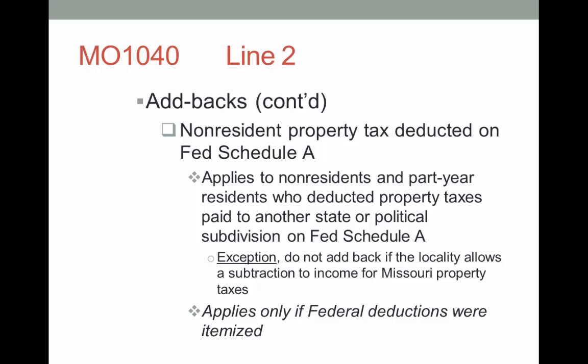Now, because this is tax, of course, there's a rule, and there's an exception, and there's an exception to the exception. So, if you have a potential add back, if the locality actually allows a subtraction to income for Missouri property taxes paid, you don't turn around and add it back here. And of course the question is, well, how the heck do I know that?